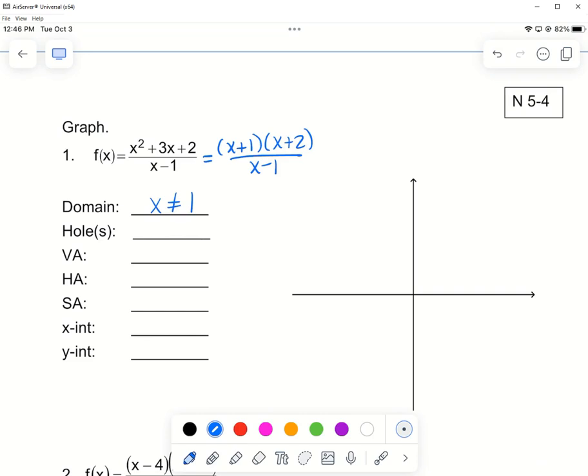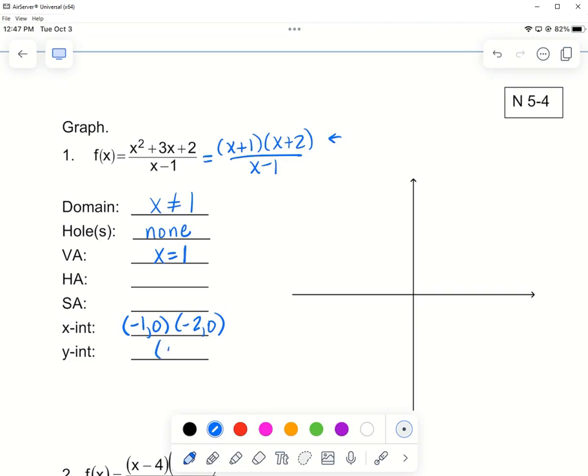And when I factor, I can see that there are no holes because there is nothing that makes the top and bottom 0. There isn't a factor that cancels. Therefore, I'm going to have a vertical asymptote at 1 because the VAs occur when the bottom is equal to 0. And then the x-intercepts, or roots, are what makes the top 0. So I'm looking at those top two factors right here and seeing that I have 2 x-intercepts.